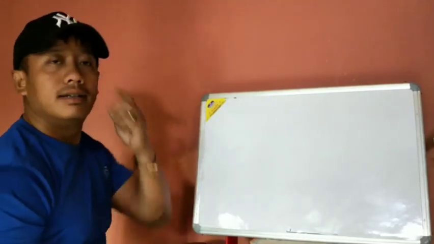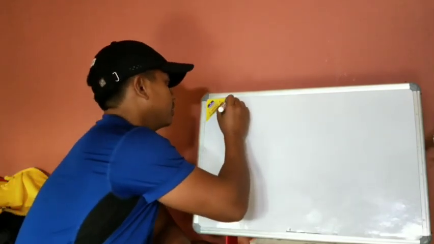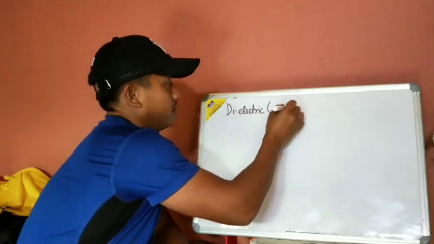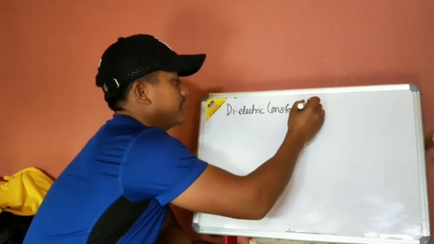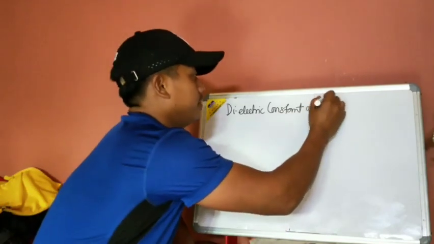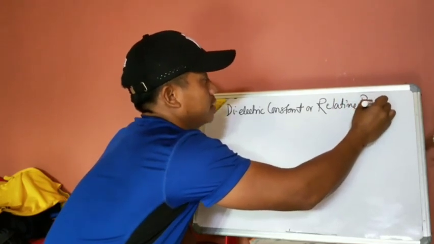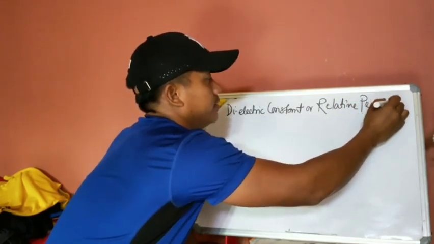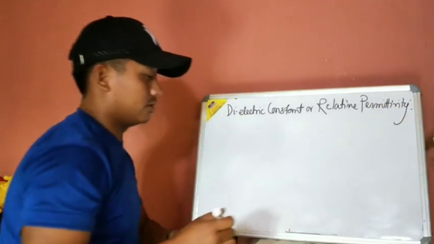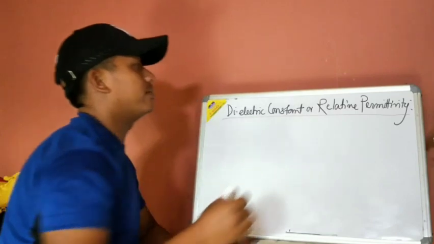What you are going to have is the concept of dielectric constant. Dielectric constant. Another name for dielectric constant is relative permittivity. Okay, so this is the next topic that you are going to learn, dielectric constant or relative permittivity.